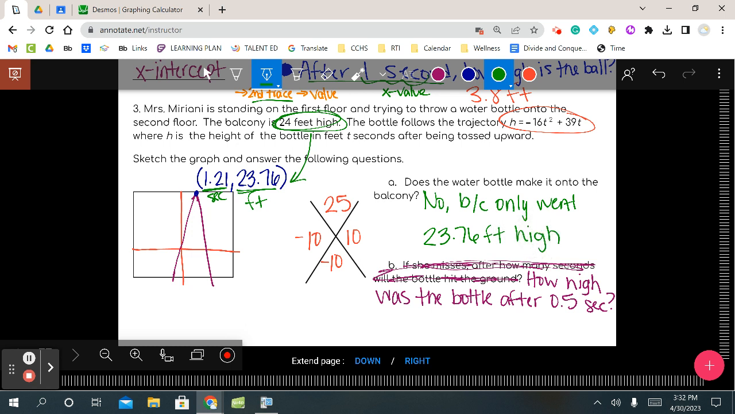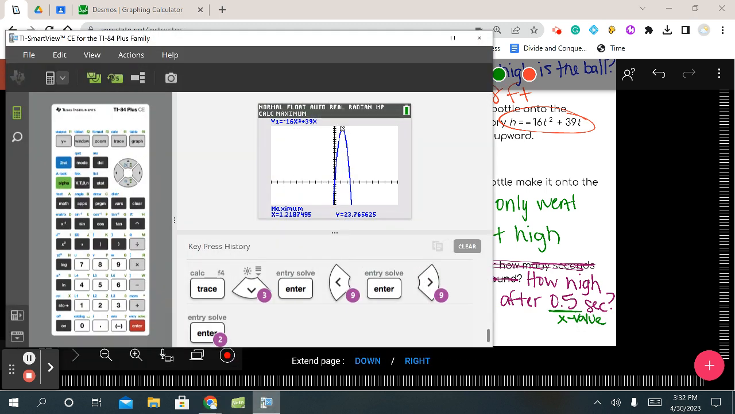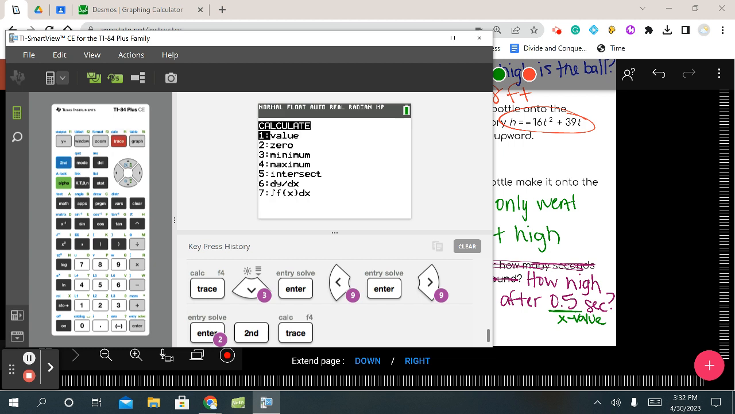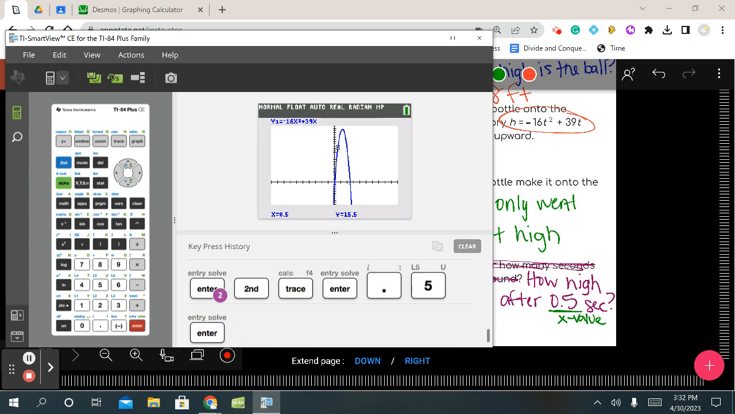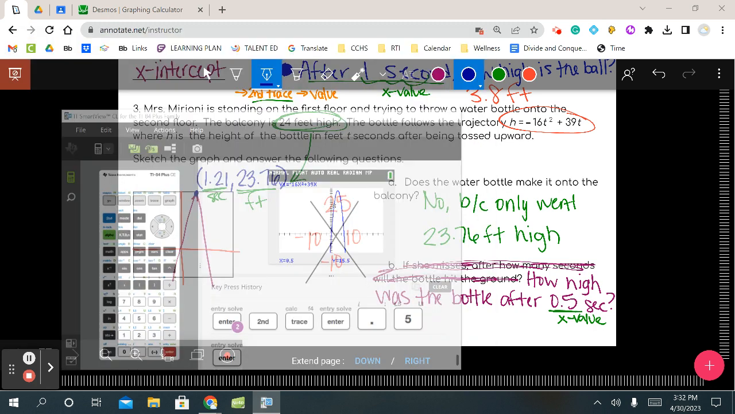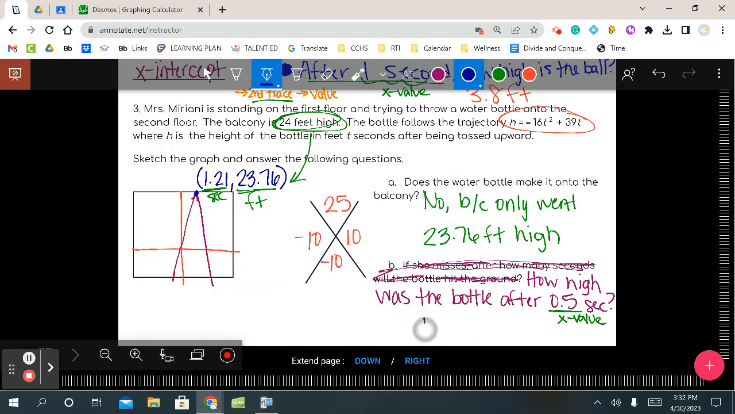Okay, next one. How high was the water bottle after 0.5 seconds? Remember, 0.5 is our x. So that is our x value. This is where we do a different trace function in our calculator. We do second trace, go to value, and press enter. It says 0.5 seconds, so we're just going to type in 0.5 for our x. Press enter. At 0.5 seconds, it was 15.5 feet in the air.